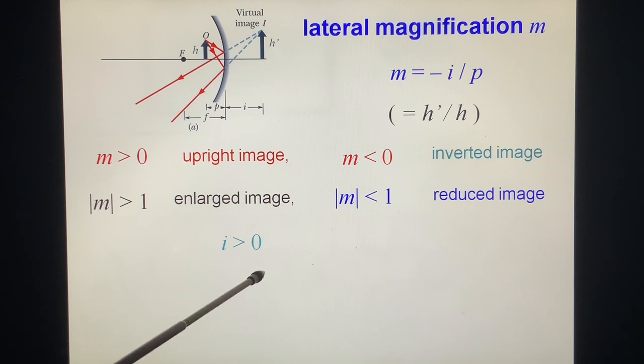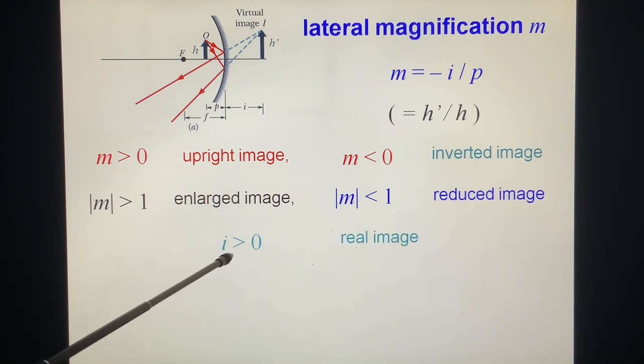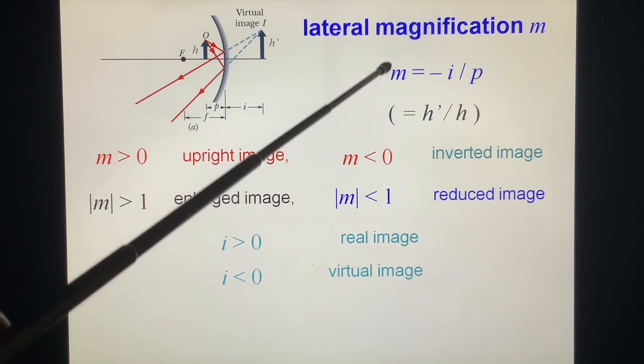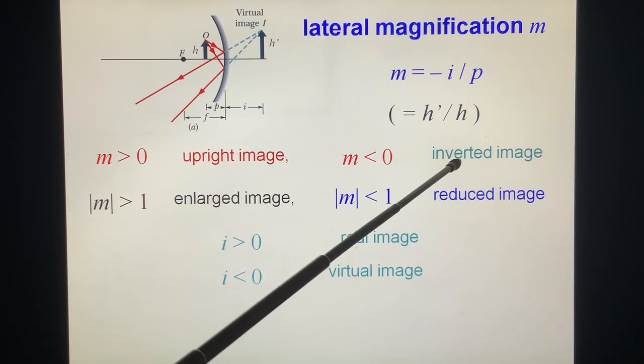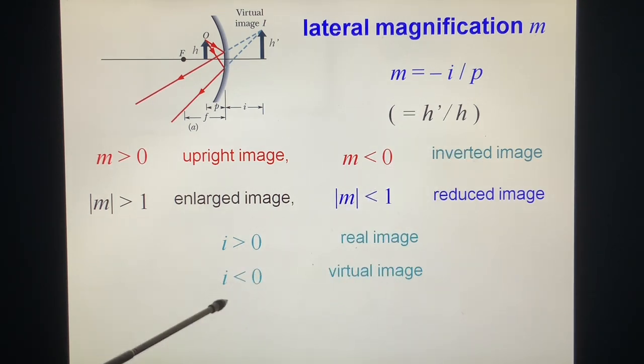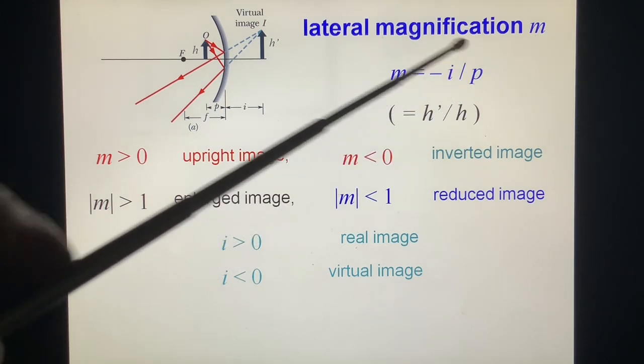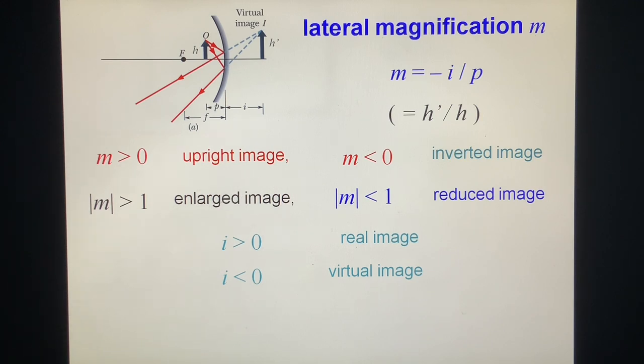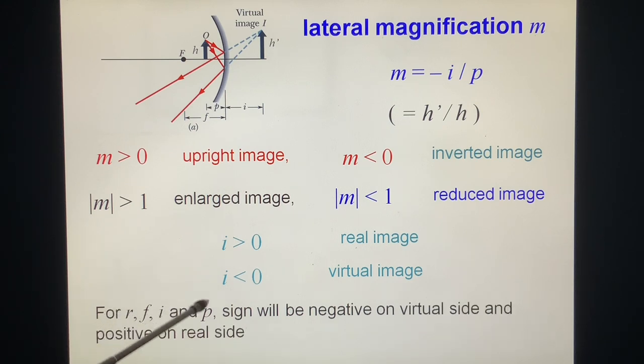If I is larger than zero, this is a real image. If I is smaller than zero, this is a virtual image. And we see that when I is larger than zero, M is smaller than zero. That means the image is inverted. The real image is always inverted. If I is negative, a virtual image, then minus M is positive, it is always an upright image. For R, F, I, and P, the sign is positive or negative depending on which side it is located. If it is located on the real side, it's a positive number. If it is located on the virtual side, it's a negative number.